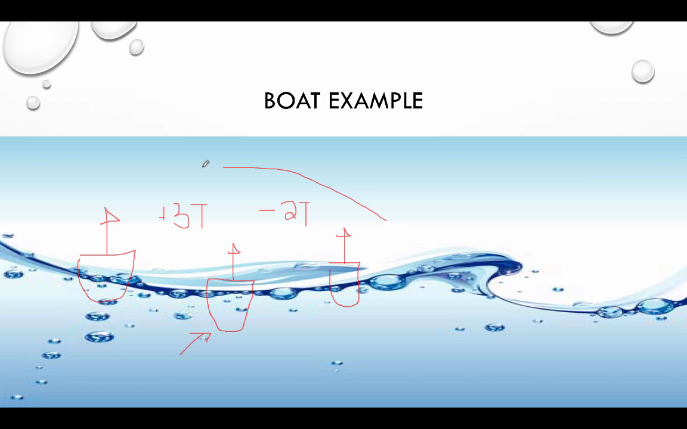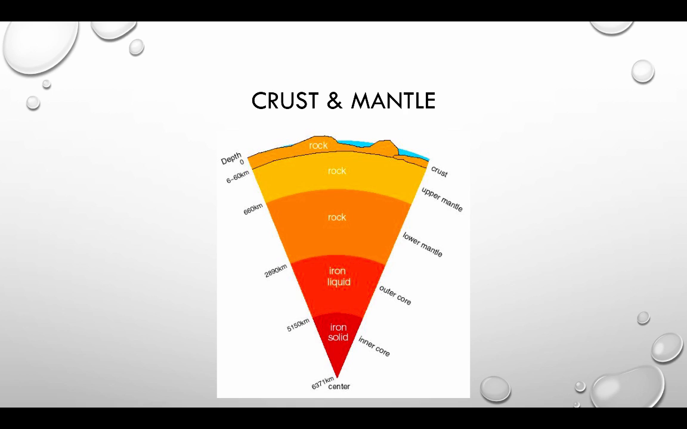Again, all 3 boats are still less dense than water. How do I know? Well, because all 3 of them are floating. But this boat right here, the middle boat, is the most dense out of the 3 boats. Well, how do I know that? Because it's dipping the deepest in the water. So you're probably thinking, Mrs. Russell, how are boats relating to the layers of the earth?